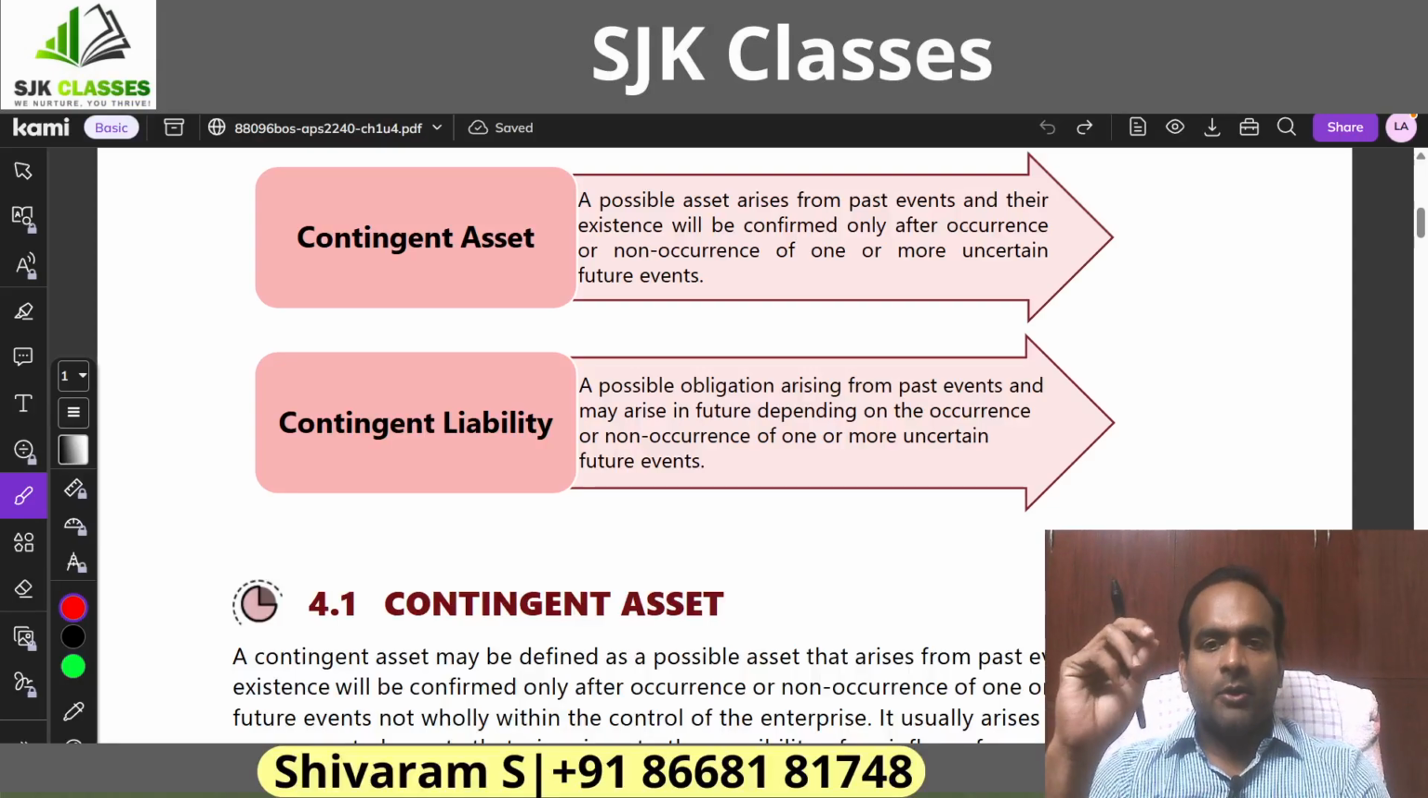In this section, we are going to cover contingent asset and contingent liability. What do we mean by contingent asset? Contingent asset is something which a firm is likely to receive on a future date from an uncertain future event.